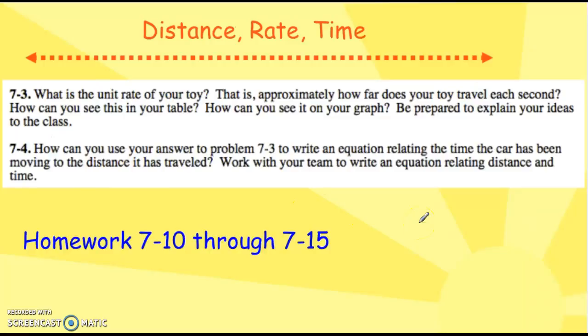All right, 7.3 and 7.4, I'm going to read, and then you're going to do those on your own. It says, what is the unit rate of your toy? So whatever data you picked, you have to figure out the unit rate. And remember, we said that was when y equals k times x. K is your constant or your unit rate. That is approximately how far does your toy travel each second. How can you see this in your table? How can you see it in your graph? Be prepared to explain your ideas to the class.